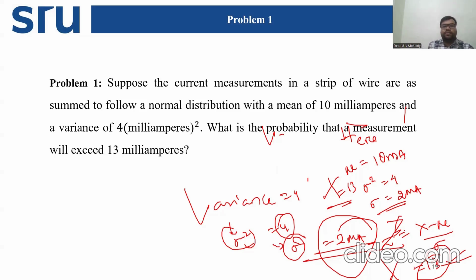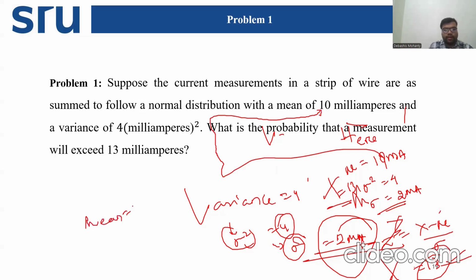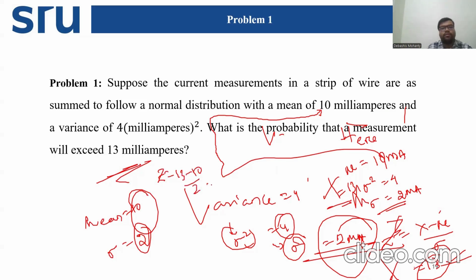And already the mean is mentioned here. The mean is given as 10 milliamperes. So the mean equals 10 and the sigma value equals 2. From that only we need to calculate. Suppose the question gives 13 milliampere, we need to calculate. So the z value will be 13 minus 10 divided by 2, that is 3 by 2, that is 1.5. Okay. So these questions I have already discussed.